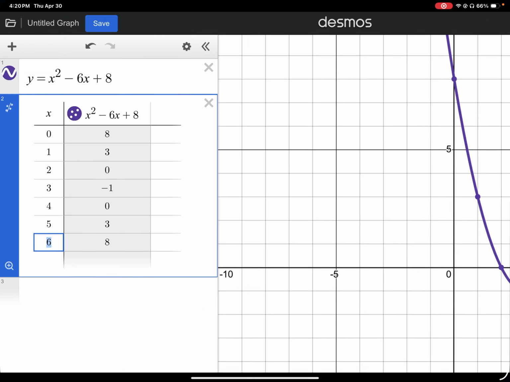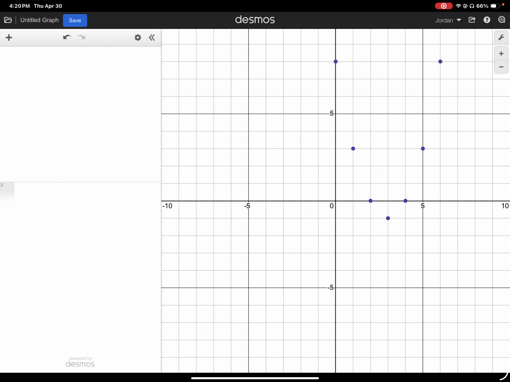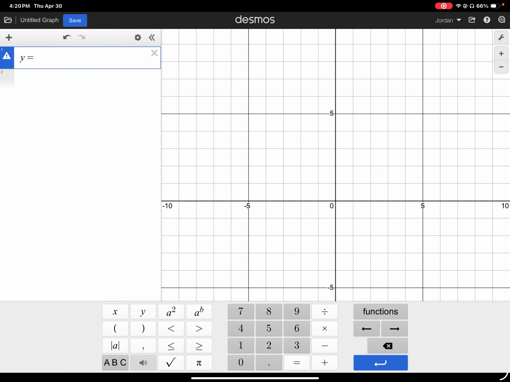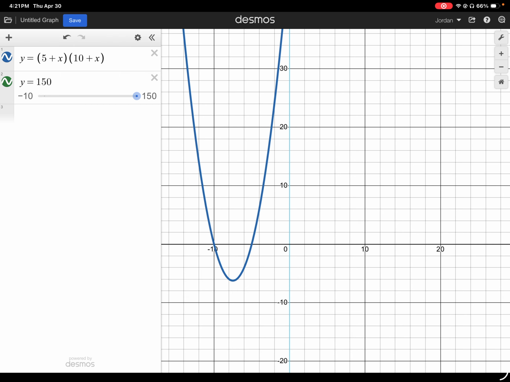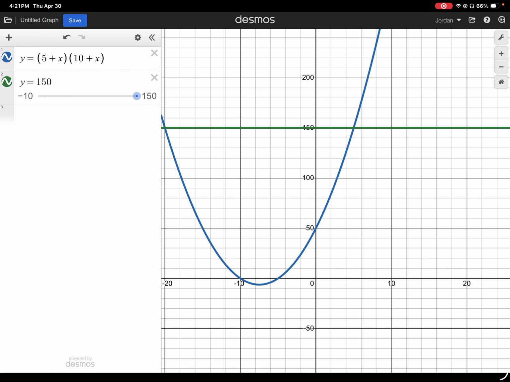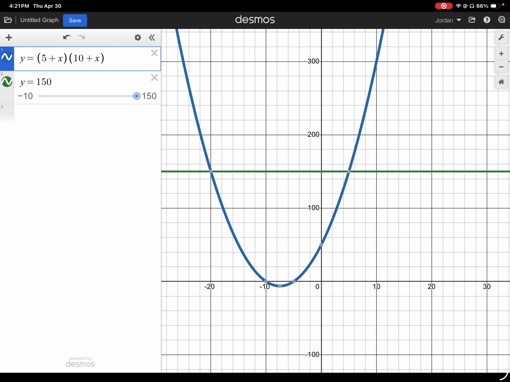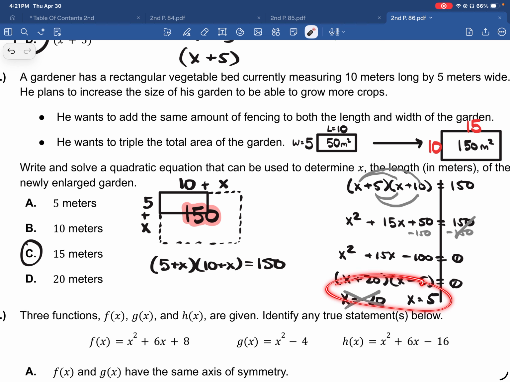So if I go to Desmos, and I type in y equals 5 plus x, 10 plus x, and y equals 150. I'm going to have to zoom out quite a bit. If you hold down the shift key, you can scrunch in the y-axis. And I can see that those two graphs cross at negative 20 and at positive 5. Well, that's these two answers that I got right here.